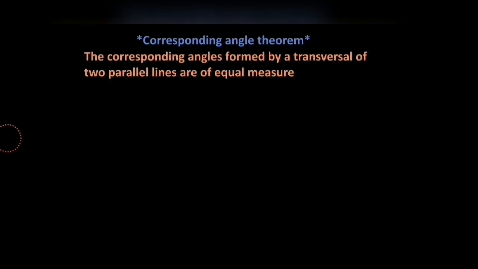Our first theorem is the corresponding angle theorem, and the statement says that the corresponding angles formed by a transversal of two parallel lines are of equal measures. In the first lesson you already studied how to extract the information and understand what to prove from the given statement. So from this statement, a transversal is given and two lines are parallel. This is the given part, and what I need to prove is that the corresponding angles on that transversal are of equal measures.